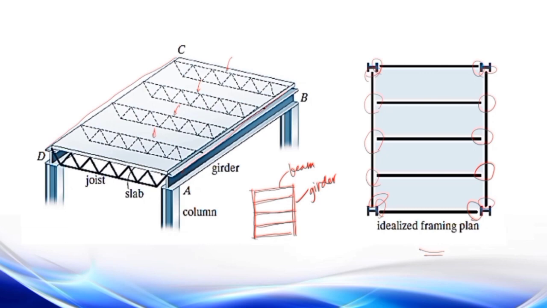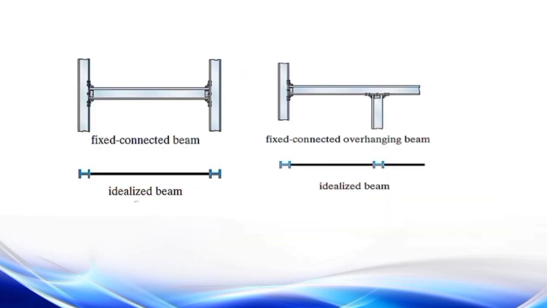So, paano naman kapag ang connection natin is fixed connected? So, makikita natin dito sa idealized beam natin na nag-touch yung line natin representing our beam, and it touches the column. So therefore, it is representing a fixed connected support. And then here, it is touching at this point, and that point. So this is a fixed connected support then.